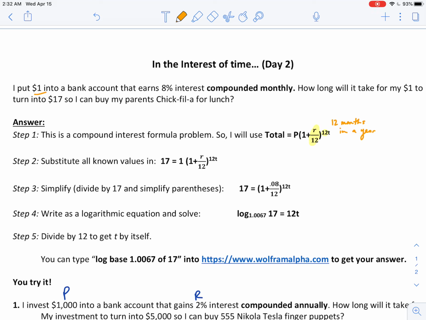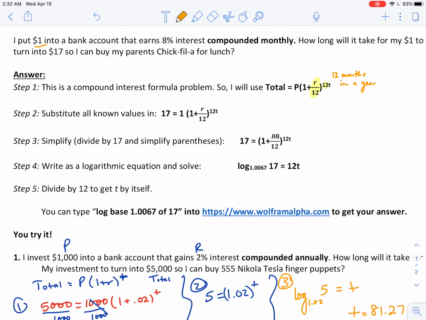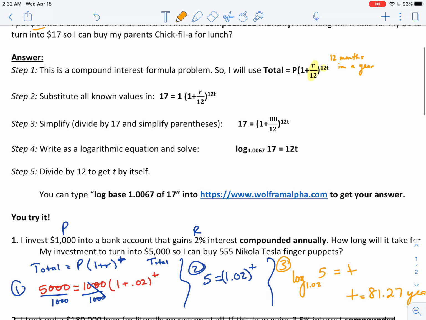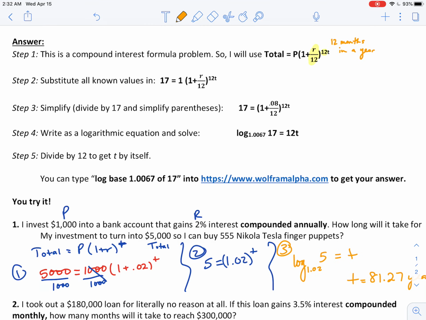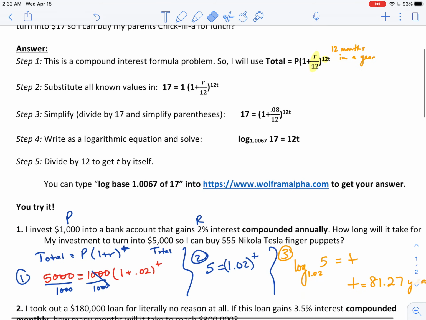So what we're doing is we're dividing that rate by 12, and then we multiply t by 12. But we're going to take the same approach. So let's say I put $1 into a bank account that earns 8% interest compounded monthly. And I want to know, how long is it going to take for that $1 to turn into $17 so that I can buy my parents Chick-fil-A for lunch? So this is a compound interest problem, and again, we're using that rate divided by 12 to the 12 times t. We substitute all those known values in. That's our first real step.